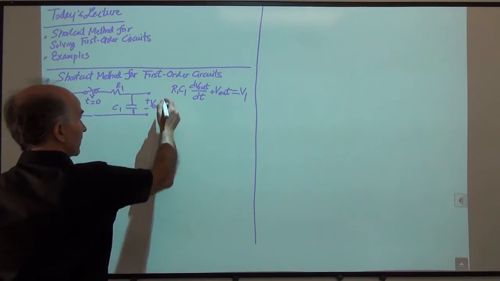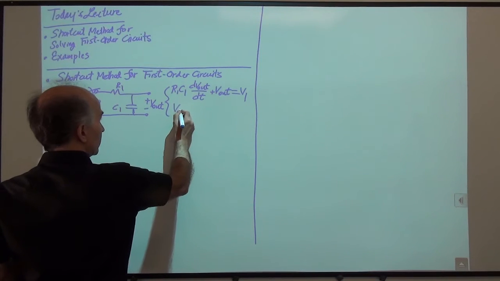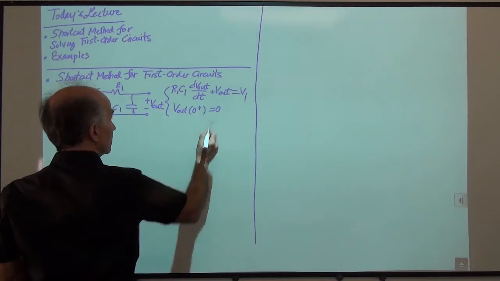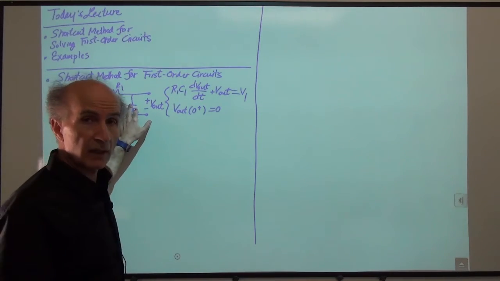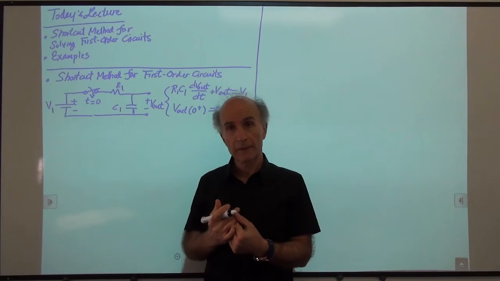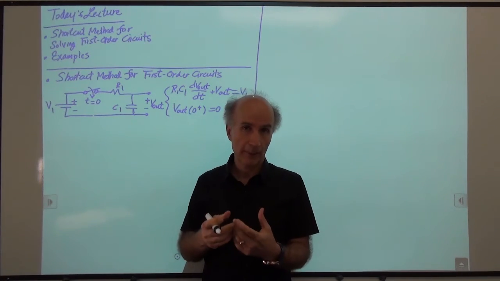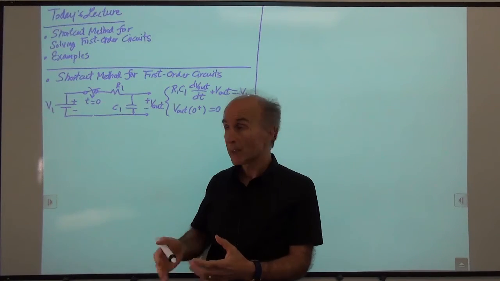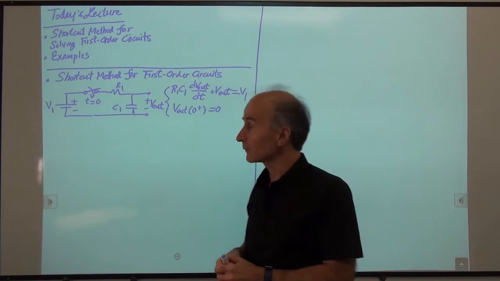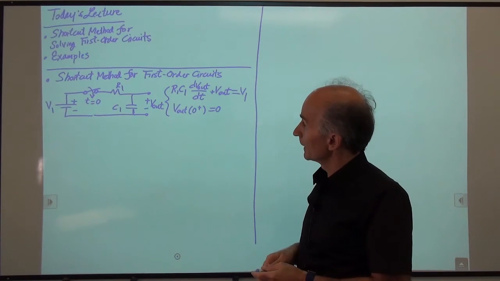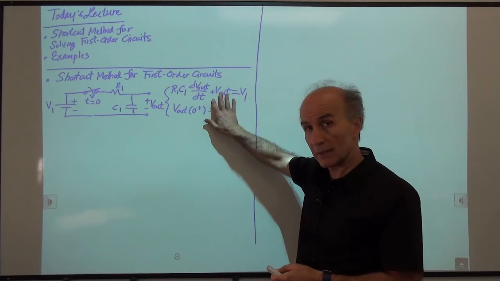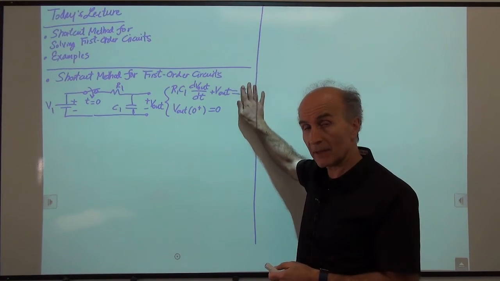Okay? And remember that the initial condition we had was V out at 0 plus is 0, because we had assumed C1 had nothing on it even before the switch was closed. And we know that the voltage on the capacitor cannot jump instantaneously, because this circuit cannot deliver infinite current to the capacitor.